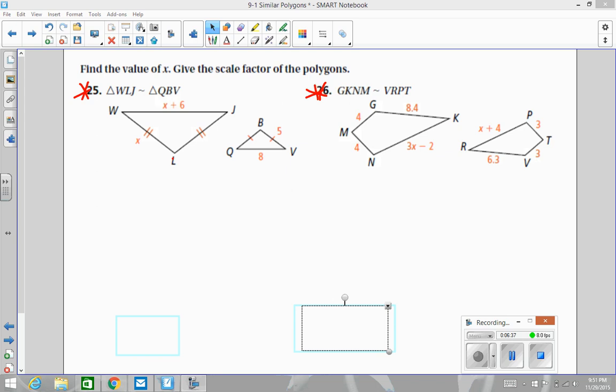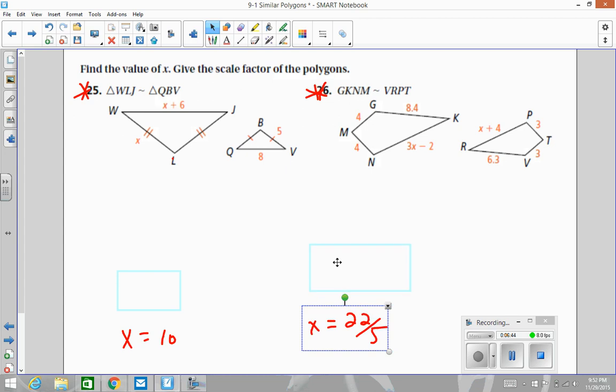Okay, so now that you've worked these problems, let's check your answers. Your answer should be x is equal to 10 for this one, and x is equal to 22 over 5 for that one. Okay, so if you don't get these answers, make sure you ask questions when you come back to class, and we can discuss those.